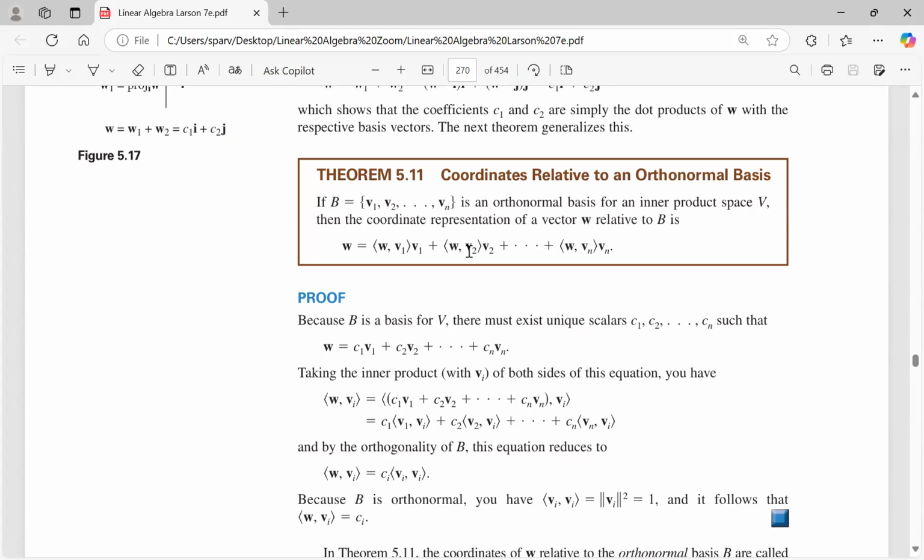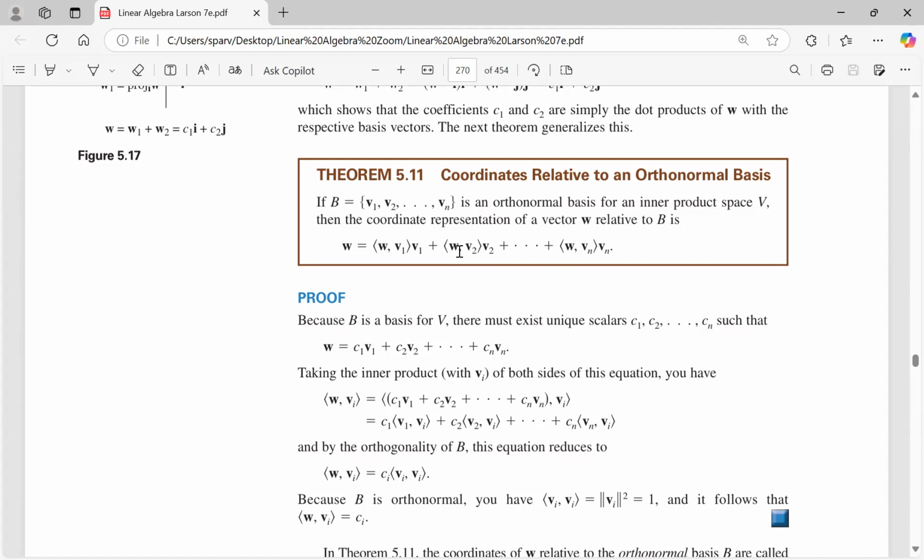The theorem is titled Coordinates Relative to an Orthonormal Basis. So suppose we have a basis B that's made up of vectors V1 through Vn, and this time we want B to be orthonormal. So remember, that's the IJK kind of set. It is an orthonormal basis for an inner product space V. Then the coordinate representation of any vector W relative to B is given by this formula. And that's exactly what I had in my notes that I did as a motivation.